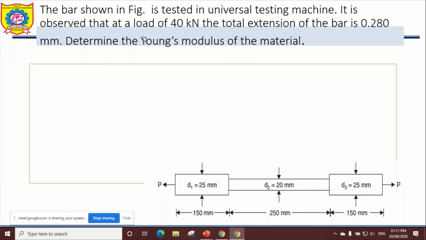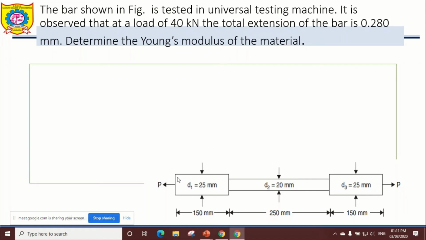It is observed that at a load of 40 kilonewton, the total extension of the bar is 0.280 millimeter. In this case, the total extension is given, and you have to find out the Young's modulus of the material. Material is same. In the first problem the material was different, so the Young's modulus value, capital E, was different. But in this case the material is same, so E value will remain same. So you have to find out the value of capital E.